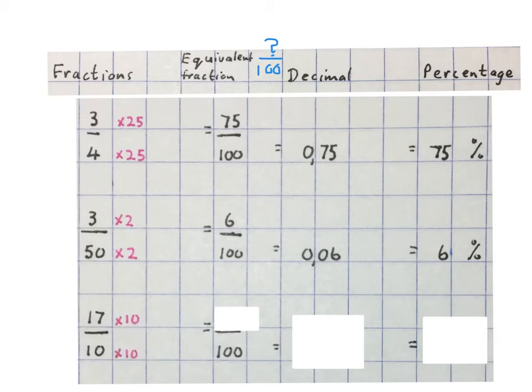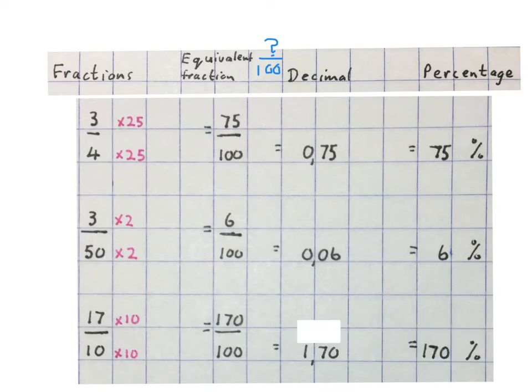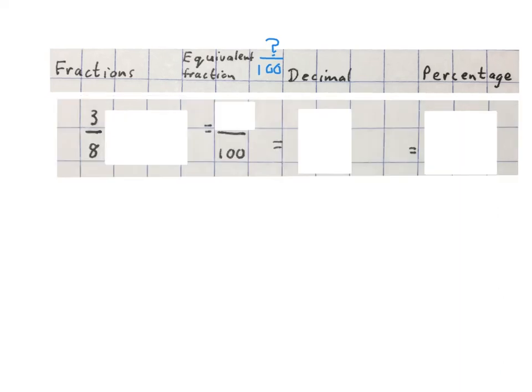Next we take 17 over 10. Times by 10 at the top and the bottom to get the bottom to become 100. Then it's 170 over 100. As a decimal, you will then write it as 1,70 or simplified 1,7. And as a percentage, it's 170%. Remember, this number at the top is bigger than the bottom one, so we have more than 100% at the end. Please stop the video and look at these 3 examples.